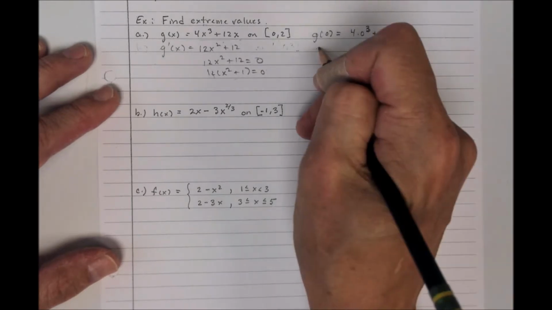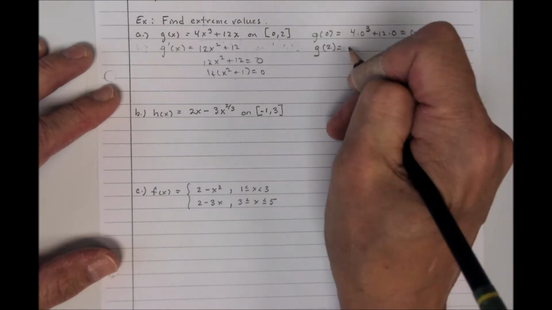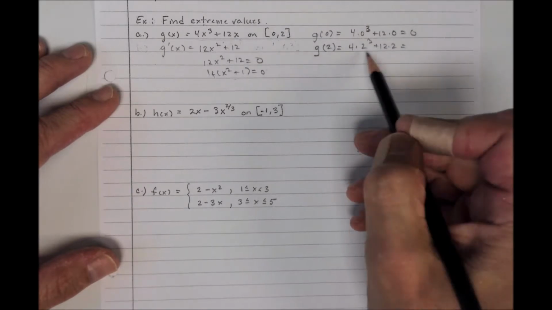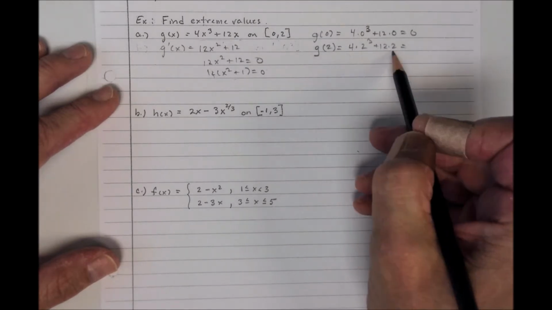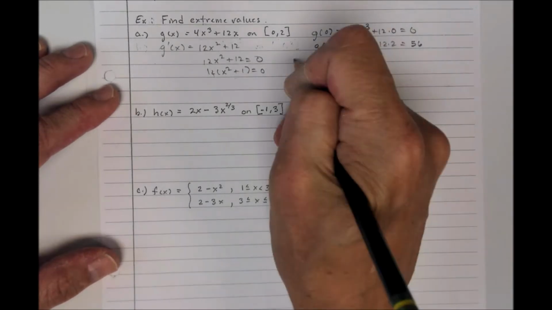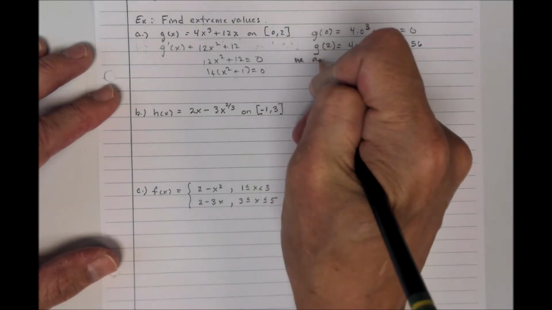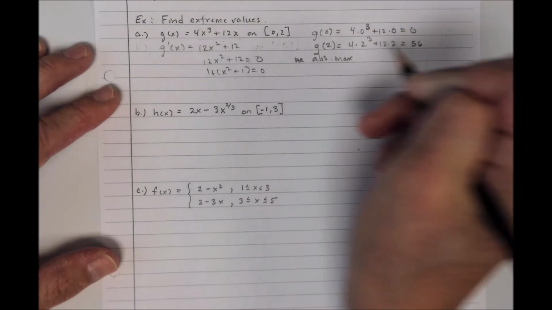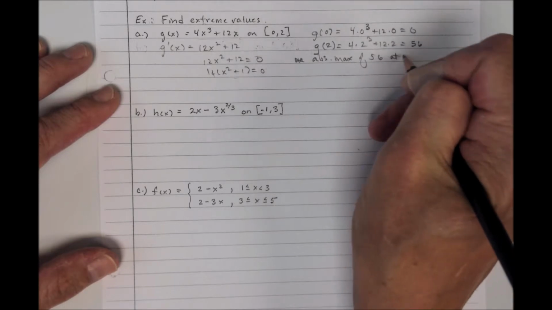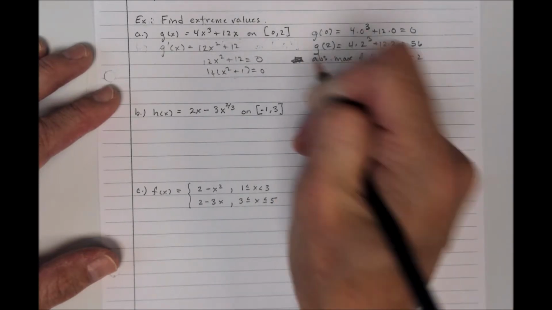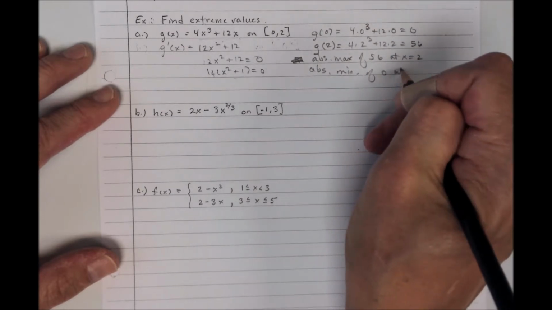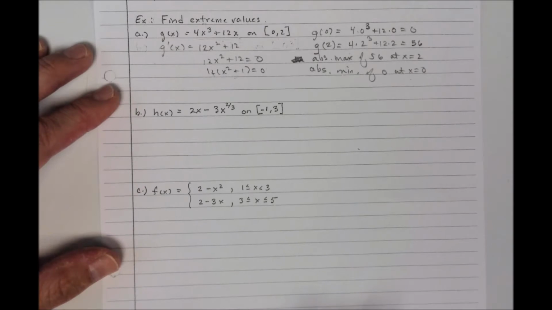I find g of 2. That would be 4 times 2 to the third plus 12 times 2. So that would be 8, 32, 24, 56, I hope. And so I have an absolute maximum value of 56 at x equals 2, and I have an absolute minimum value of 0 at x equals 0. So everything occurs at the endpoints here.